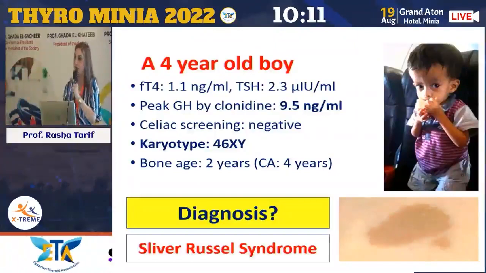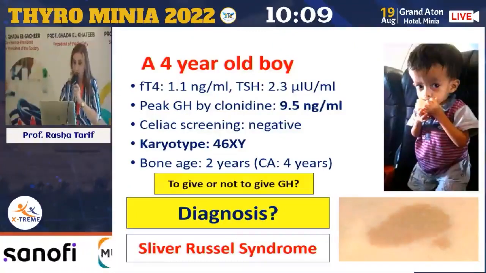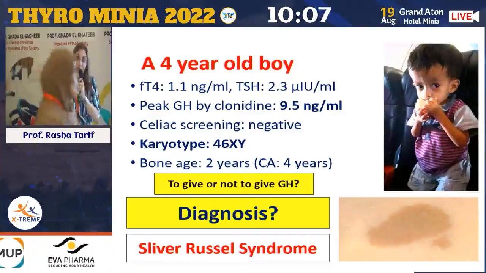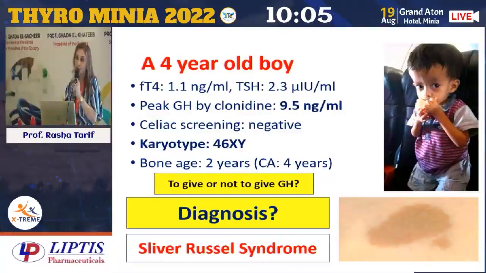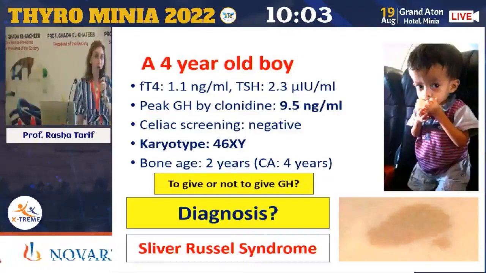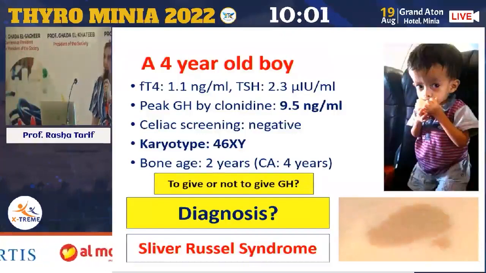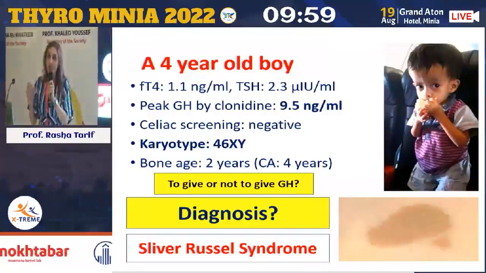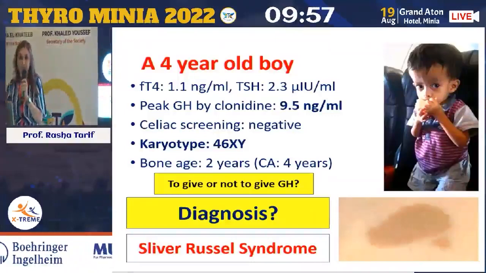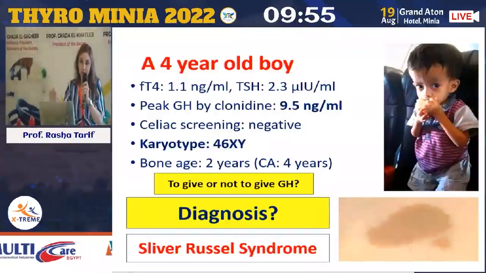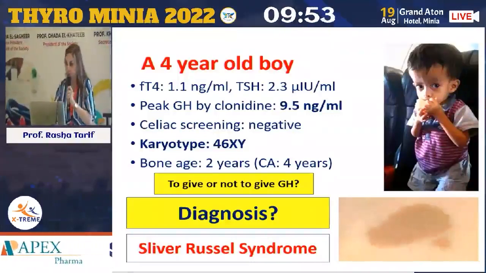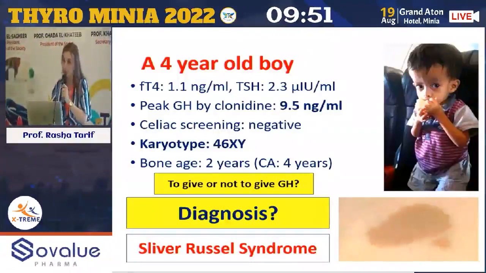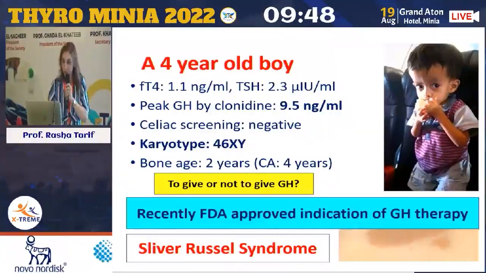This is the Silver-Russell syndrome. The same question, to give or not to give? To give, thank you very much. 2 years ago, it was not approved yet, but recently, Russell-Silver is an approved indication for growth hormone under the category of small for gestational age. So it is an approved indication for growth hormone therapy.